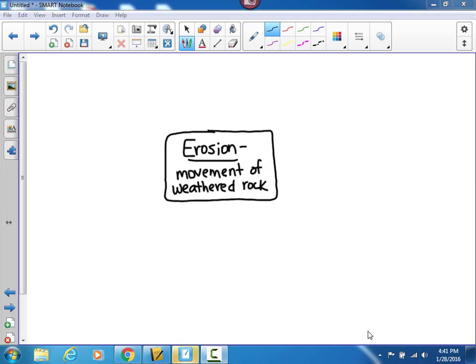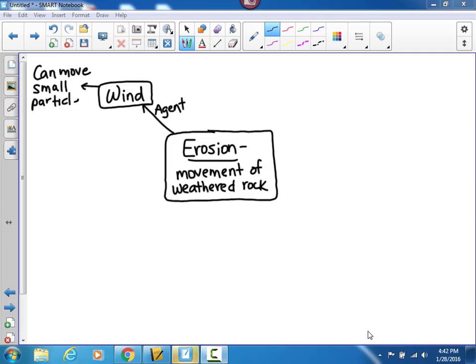There are 4 agents of erosion, and we'll try to put one kind of off each corner here. So the first agent, the first thing that can cause erosion, is wind. Wind can move small particles against gravity. It can pick up small particles and move them uphill, is what that means.